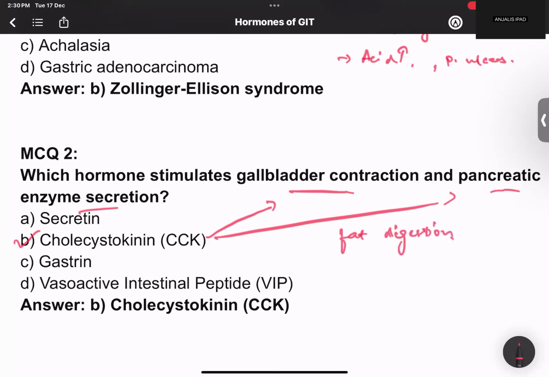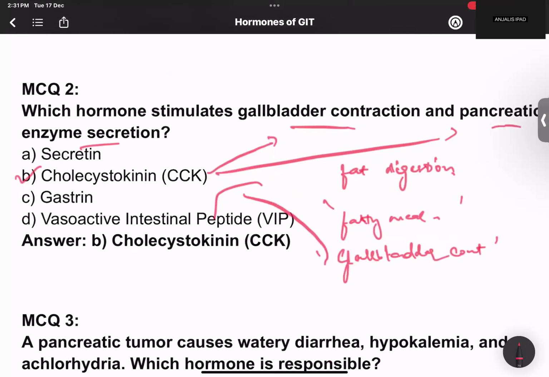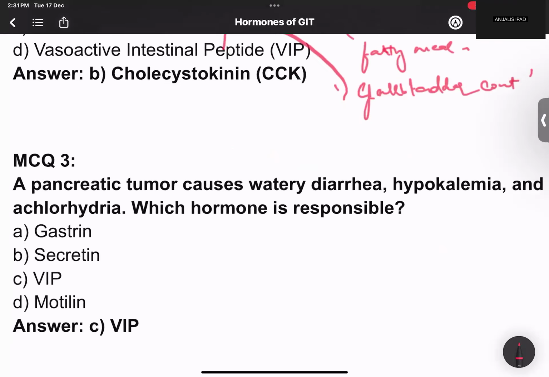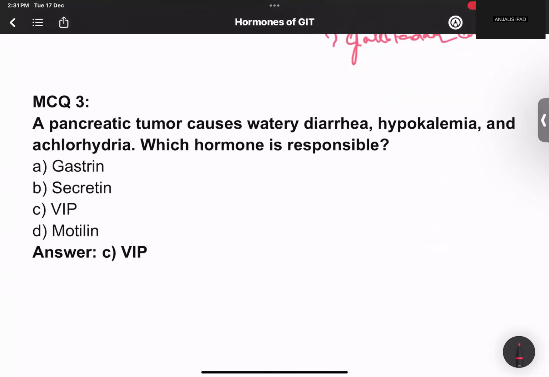If you see fatty meal and gallbladder contraction, the answer is always CCK. These are the keywords: fatty meal and gallbladder contraction. So the answer is CCK. All right. Now the next MCQ. I hope all of you are clear with the first two MCQs. Now moving on to the third one.